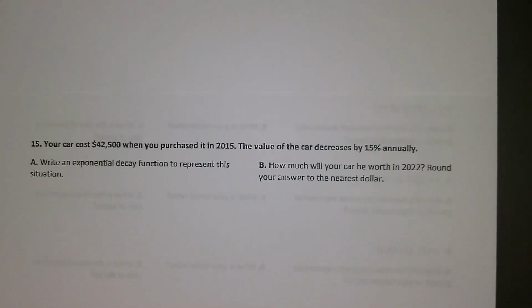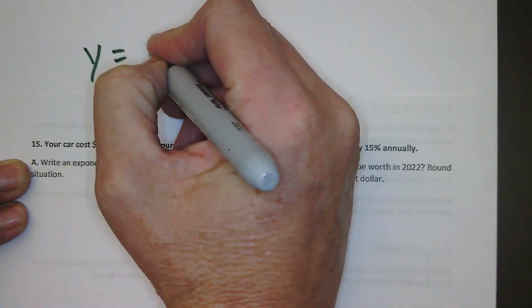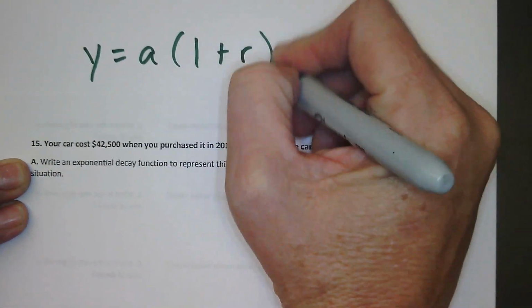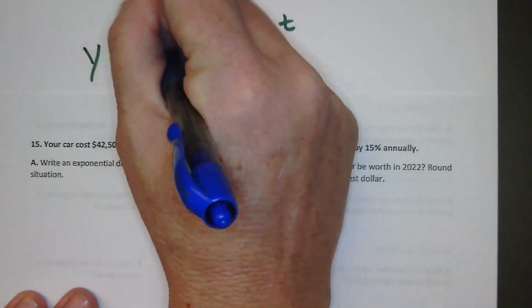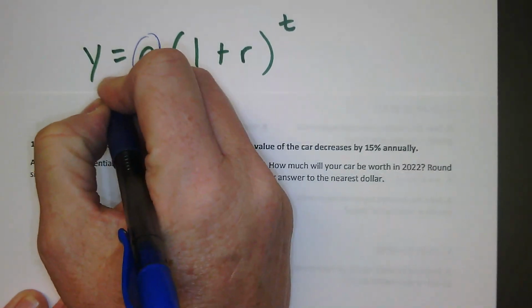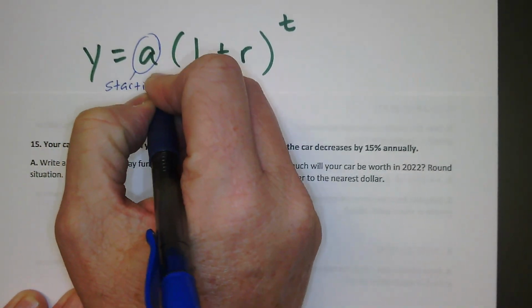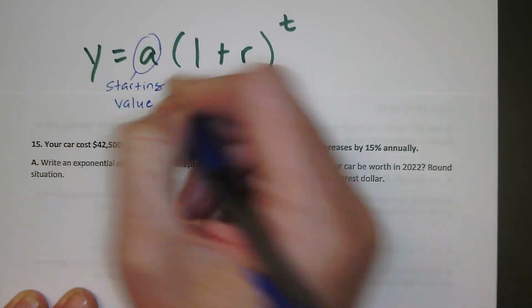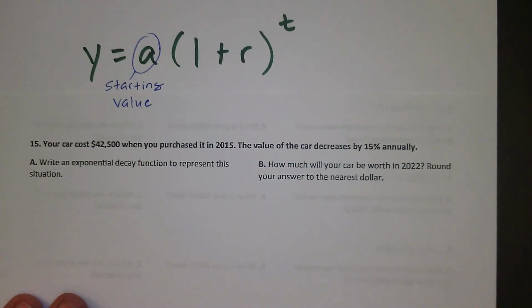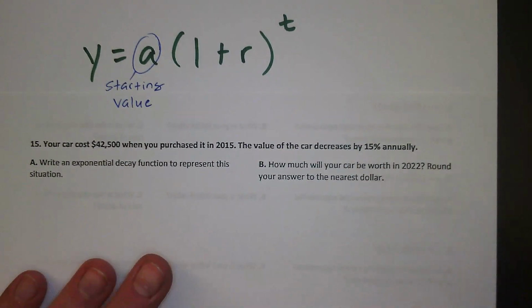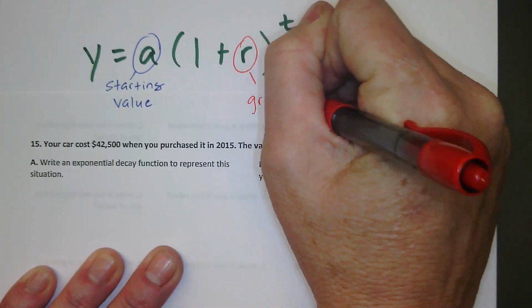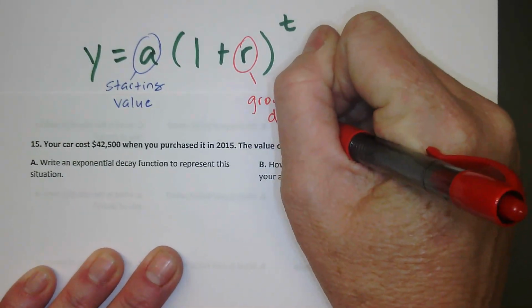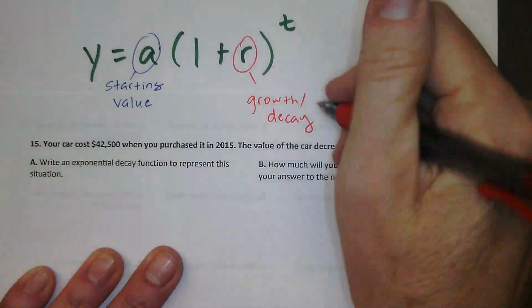We need to know the general format we'll be working with, which is this: y equals a times 1 plus r raised to the t. Each of these pieces has some very distinct meanings. This a right here is going to be your starting value. And then our r is either our growth or decay rate. So if it's growth, it's going to be positive. If it is decay, it's going to be negative.